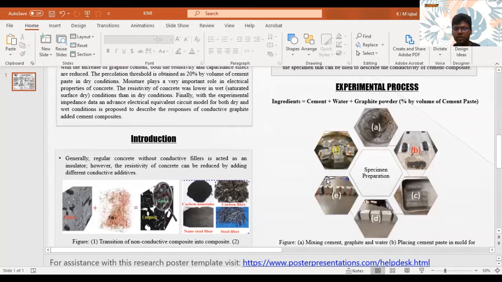This is our experimental process. We use cement, water, and graphite and mix them together. Then we place them in the mold to harden for 24 hours. We cure them for 28 days. We applied silver paste, wrapped them with the conductive paste, and then kept them under water.